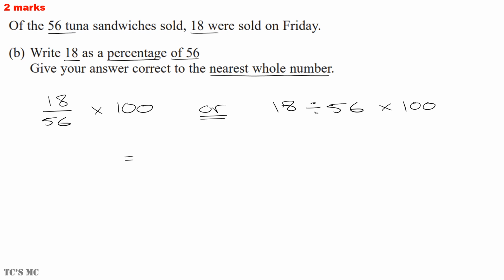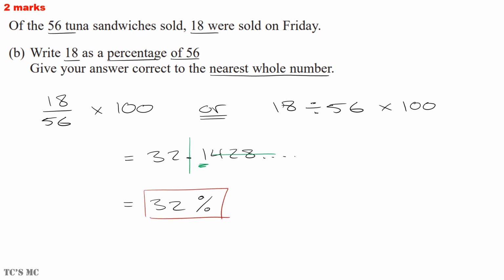The calculator then says it's 32.1428 and it goes on. The question says to round to the nearest whole number. The nearest whole number is the same as the nearest units, so draw a wall at the decimal point. We must focus on the 1. We can ignore the rest. Because it's a 1, we need to round down, and the answer is then 32%. And now we have our second mark.